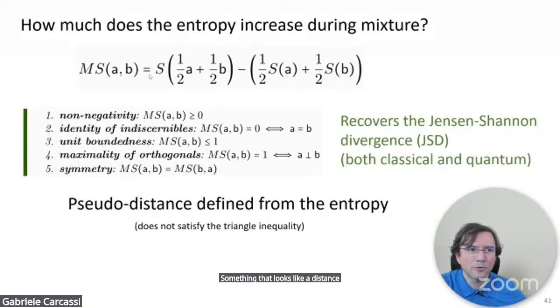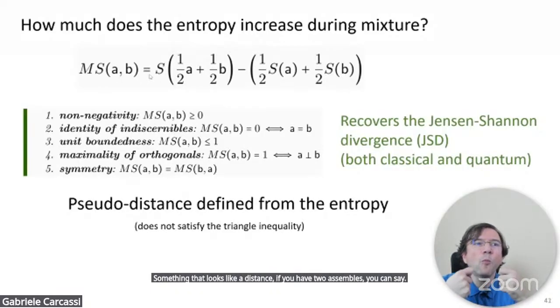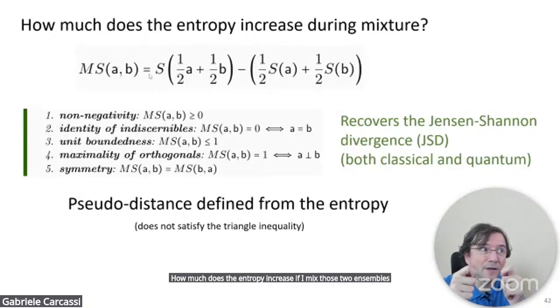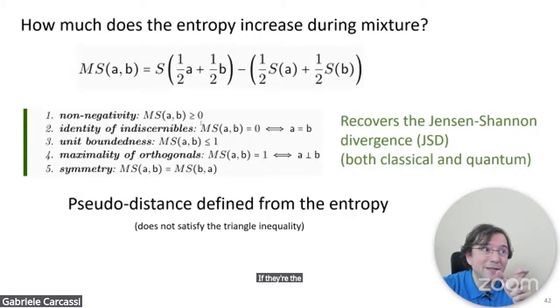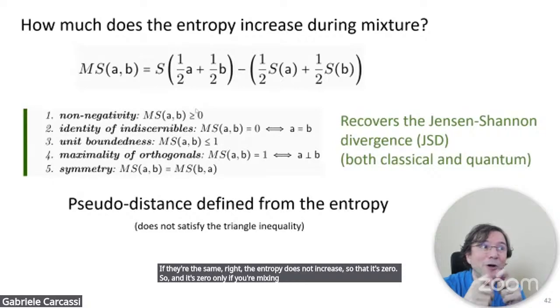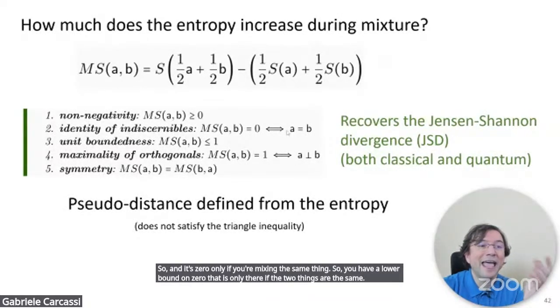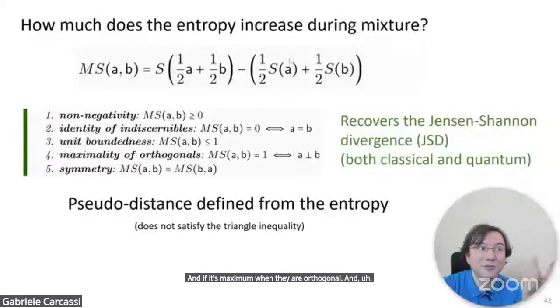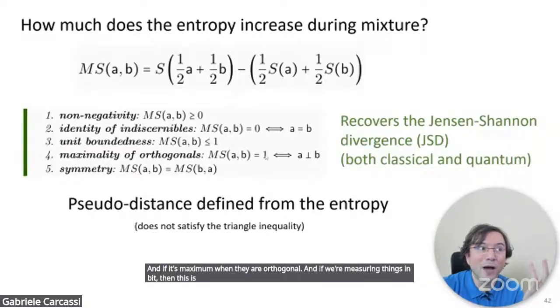If you have 2 ensembles, you can say how much the entropy increases if I mix those 2 ensembles by 50% each. If they're the same, the entropy does not increase, so that is 0. And it's 0 only if you're mixing the same thing. So you have a lower bound of 0 that is only there if the 2 things are the same. It's maximum when they are orthogonal, and if we're measuring things in bits, this is going to be 1. So this is a quantity that is going to be between 0 and 1.